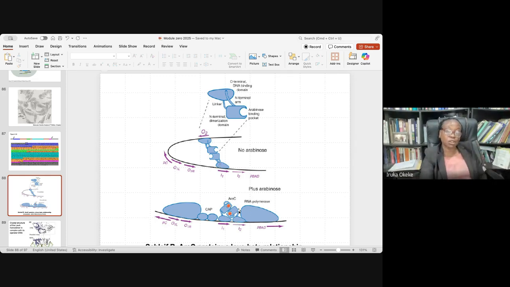So if they're bound in this conformation, they're sticking together and allowing RNA polymerase to move forward. If they're bound in this conformation, in the absence of arabinose, RNA polymerase cannot access the promoter because they have bent the DNA, and then you cannot transcribe the DNA. So this is how E. coli manages to make sure that it transcribes the DNA to make the proteins necessary for metabolizing arabinose in the presence of arabinose. And in the absence of arabinose, it doesn't bother making those proteins because they're not needed.